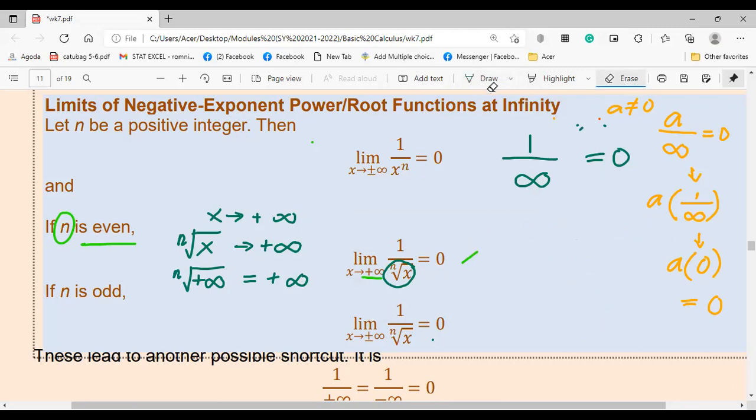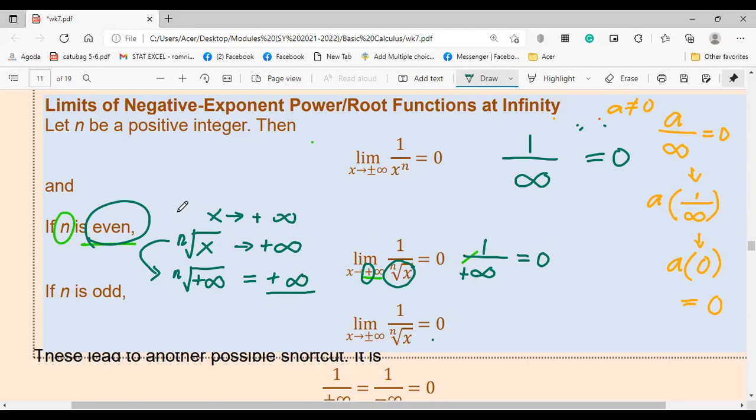So pwede nating sabihin that 1 over infinity now is 0. This is specifically positive infinity. Kasi nga yun ang assumption natin. Actually, that's the rule, not the assumption. That's the rule, that nth root of x, when x keeps on increasing, tells you that nth root of a radicand that keeps on increasing, the y value keeps on increasing also. That's positive infinity. And why is it that it's only positive infinity? Because that is even. We don't talk about negative values kay even index.